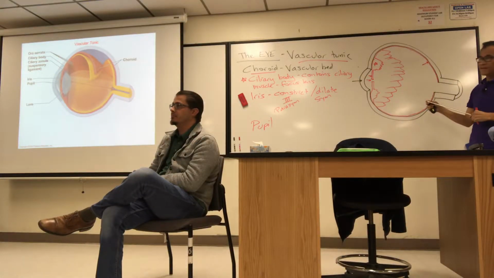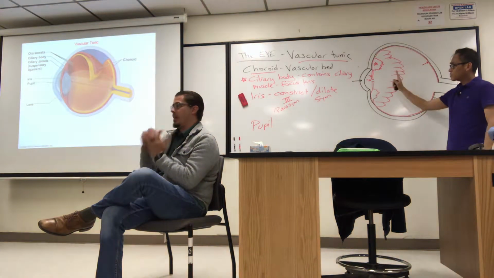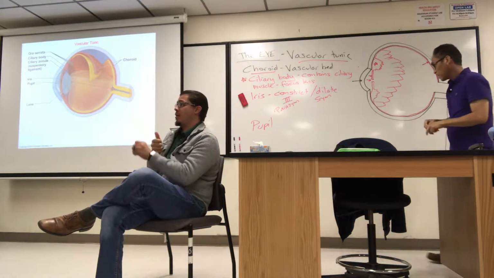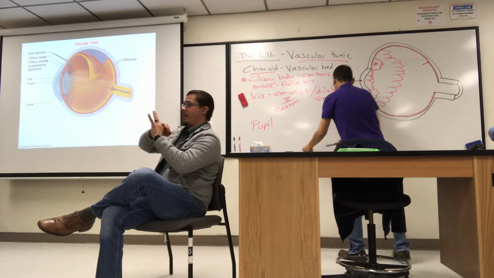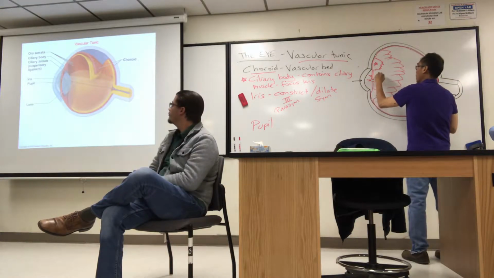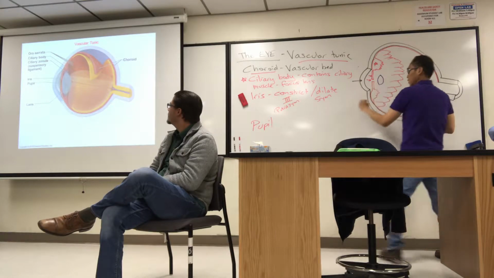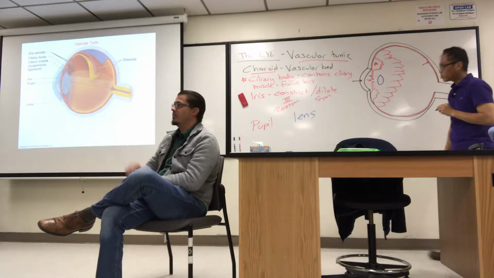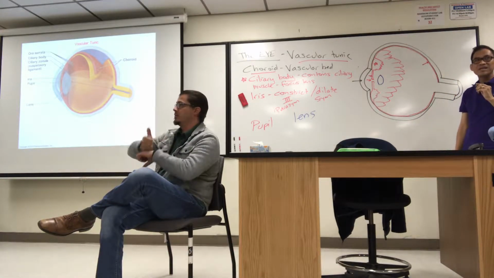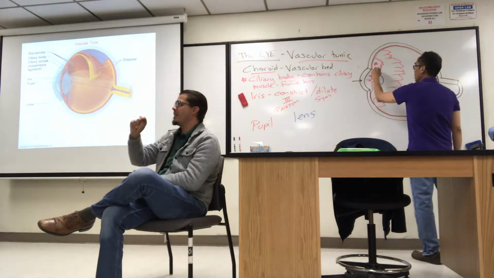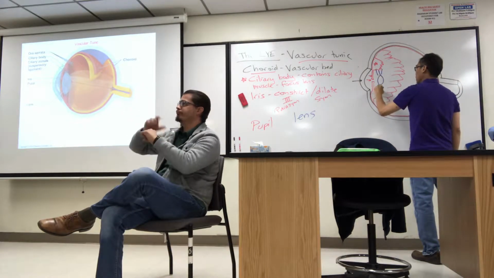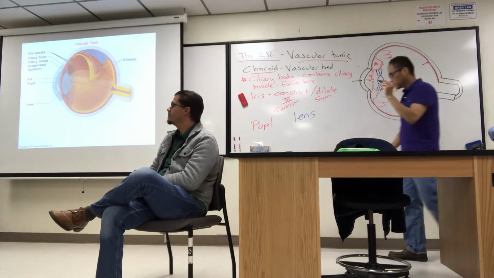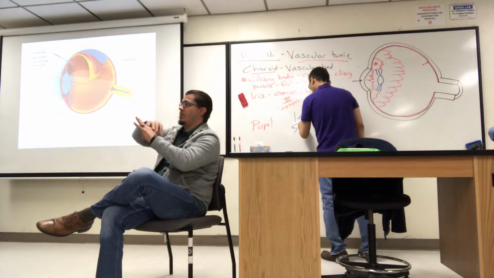I didn't draw pretty well. But anyways, I wanted to leave some space to draw the lens, which is right behind the pupil. Okay, that's the lens. The lens is held in place by some suspensory ligaments. Okay, so those lines holding the lens, suspensory ligaments.